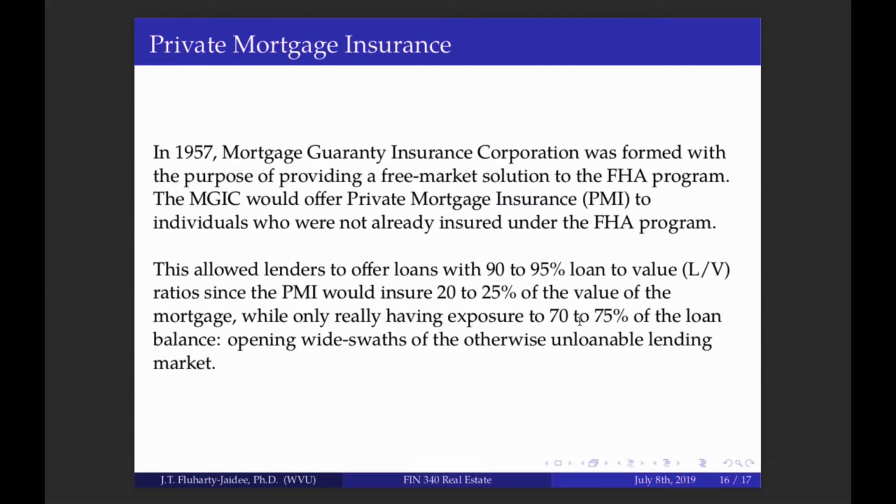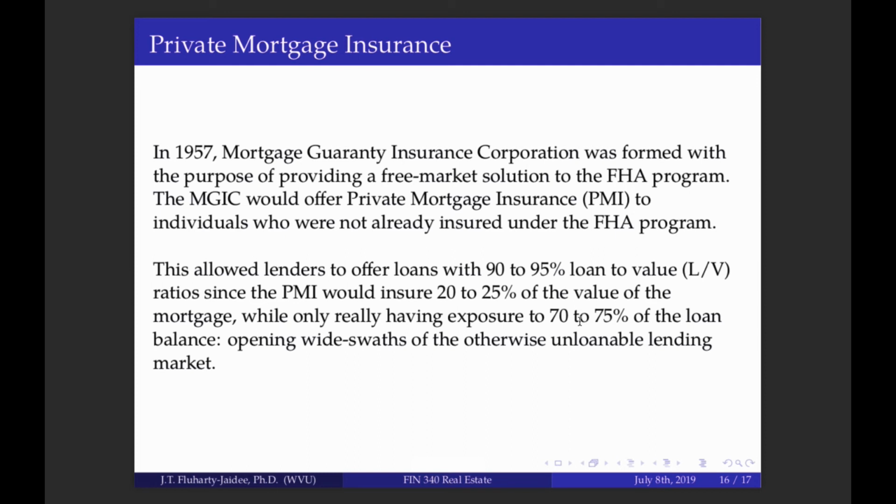Okay, private mortgage insurance was created in the 1950s by the Mortgage Guarantee Insurance Corporation. MGIC is what it's often called. And their entire purpose was to offer private mortgage insurance to individuals who were not qualifying under the FHA program. So they were going to insure banks against the default of a mortgage, and this allowed bankers to go to offering effectively 90 to 95% loan to value. So basically the individual would have to put 5 to 10% down as a down payment, and the bank would offer 90 to 95% of the equity in the home as a loan to the individual.